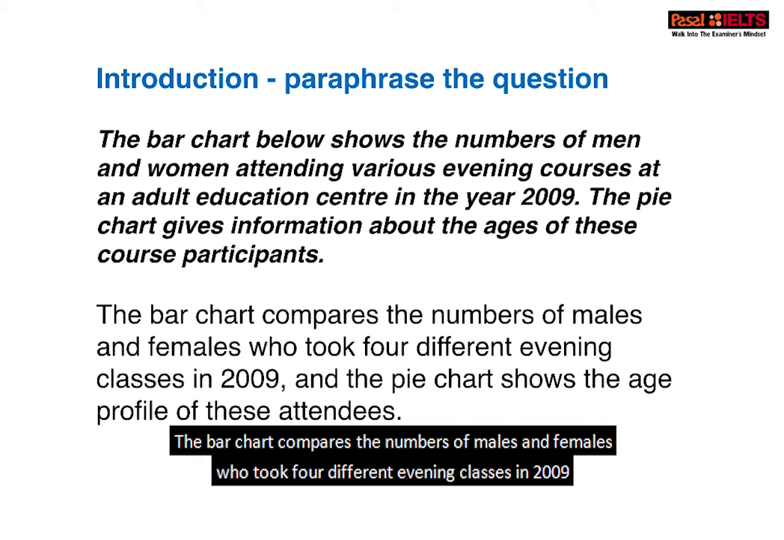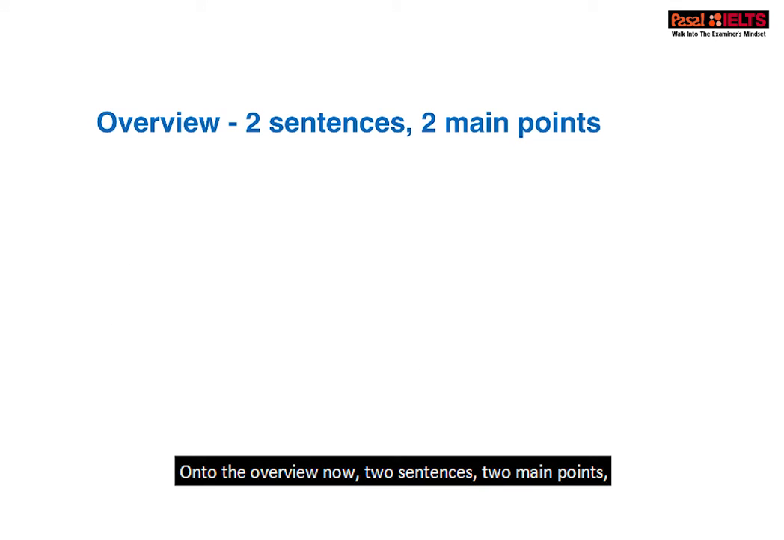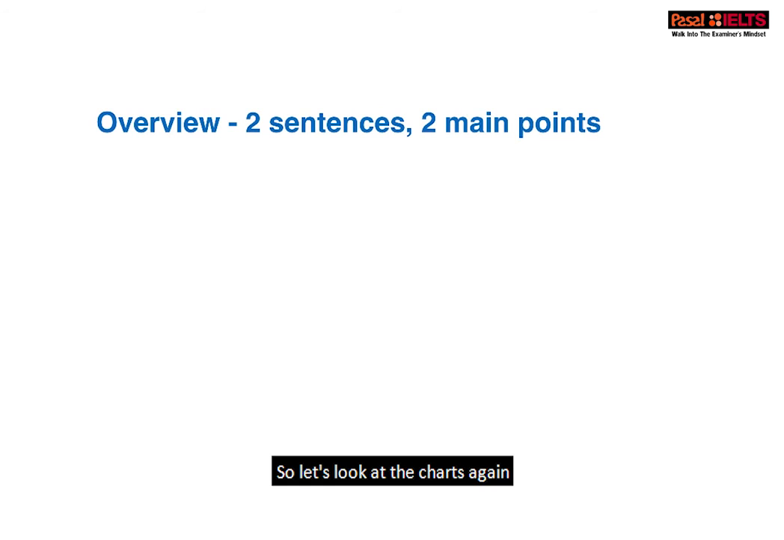The bar chart compares the numbers of males and females who took 4 different evening classes in 2009, and the pie chart shows the age profile of these attendees. On to the overview now. 2 sentences, 2 main points, and as I said earlier, we just need 1 sentence for each chart. So let's look at the charts again.